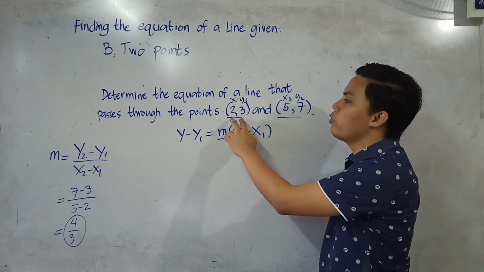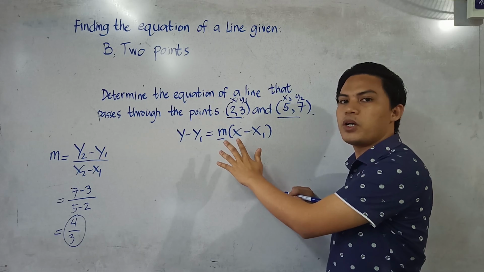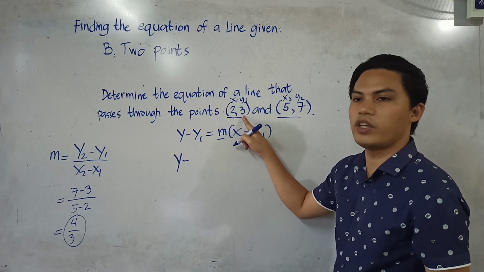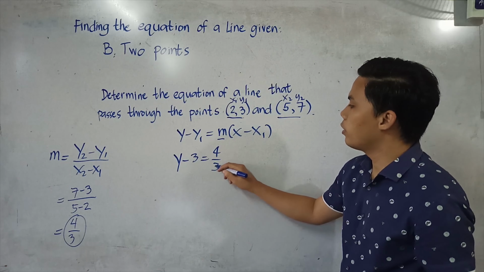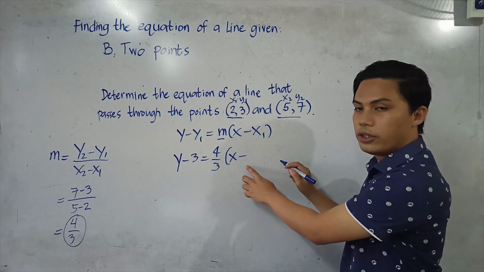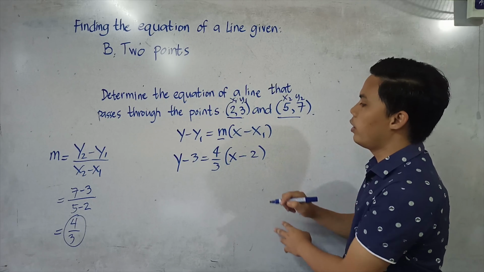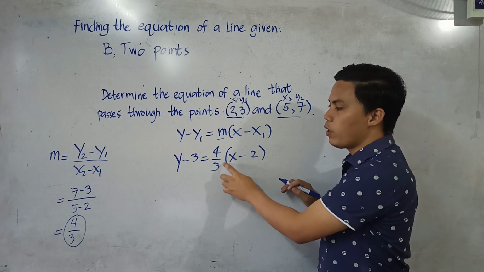So for me, I'm going to use 2, 3 since naka-assign ako ng x sub 1 at saka y sub 1 sa kanila. So y minus, ang y sub 1 natin is 3. M would be 4/3. And x minus, x sub 1 naman natin is 2. Okay. Now, how are we going to solve this, especially pag ang slope natin ay fraction?